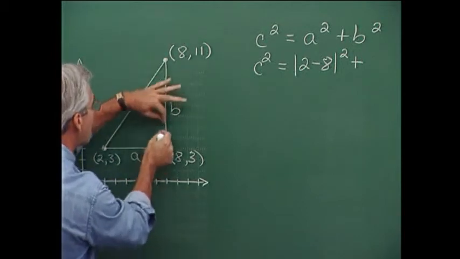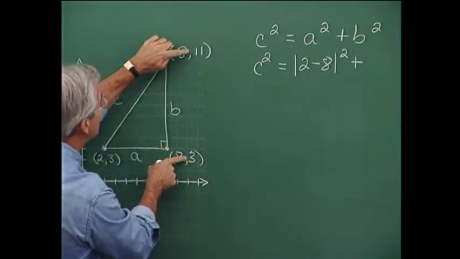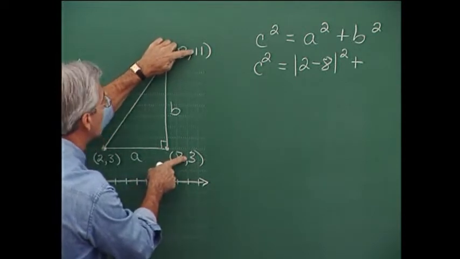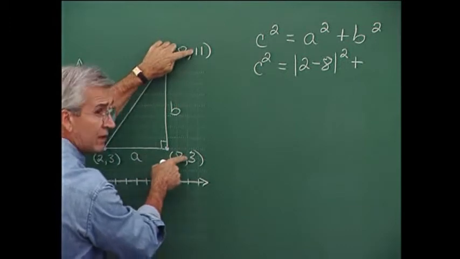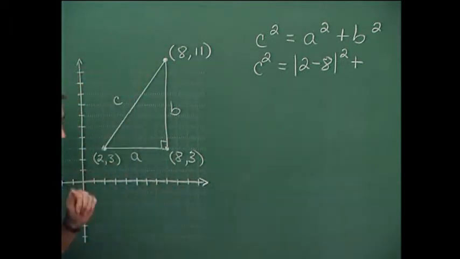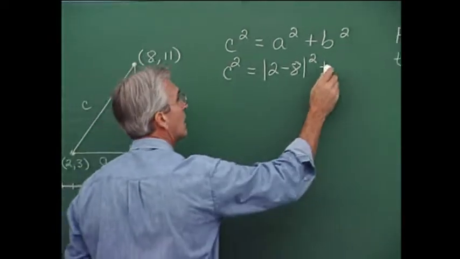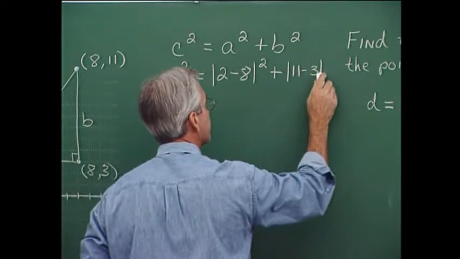This B distance is a vertical distance, and all we're doing is taking the difference between the y components here. So it's the absolute value of 11 minus 3 or 3 minus 11. Doesn't matter which way we write them because of that absolute value idea. Okay, so it's the absolute value of, and I'll write it as 11 minus 3.